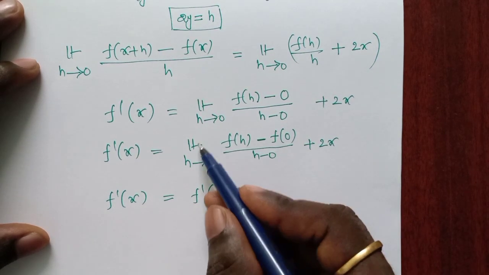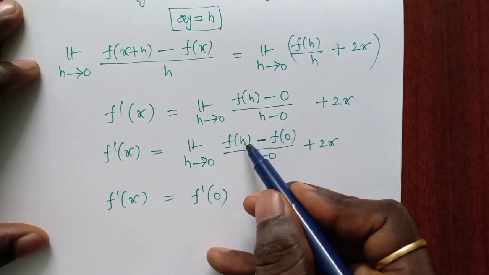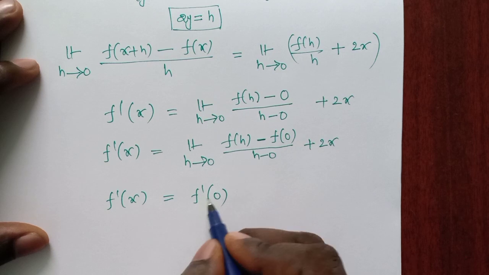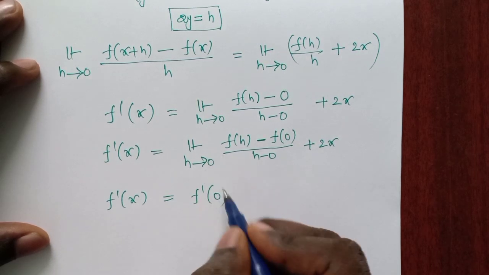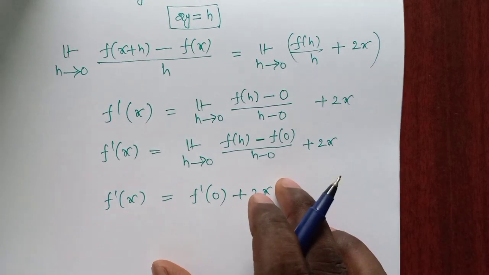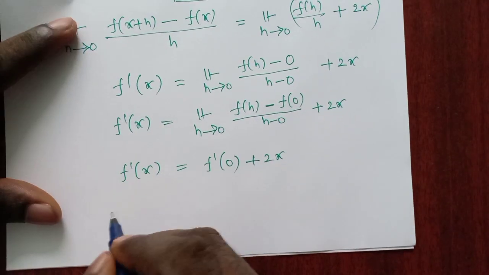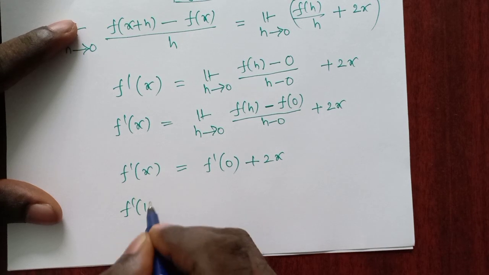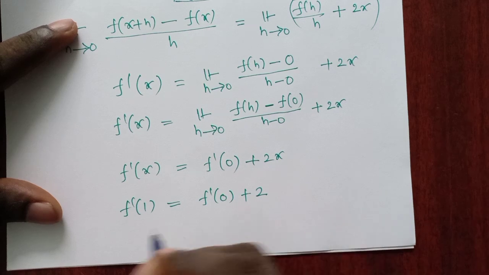Why? Because it is in the form of limit x tends to a. In place of a we have 0, in place of x we have h. So it is nothing but f dash of a, which means f dash of 0, plus 2x. And finally, what we need to find? f dash of 1. So substitute x equal to 1 here. So f dash of 1 equals f dash of 0 plus 2 into 1, that is 2.